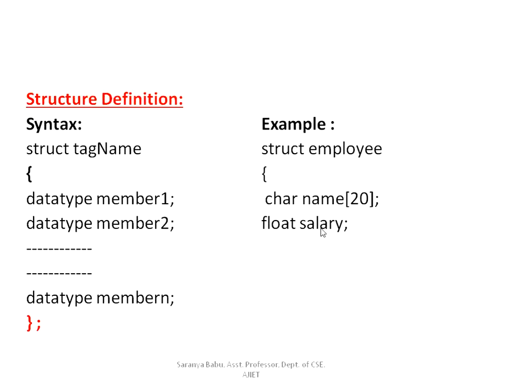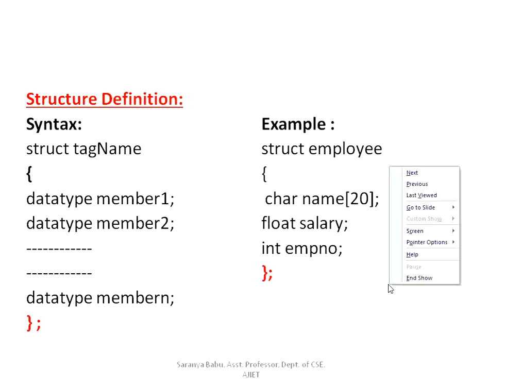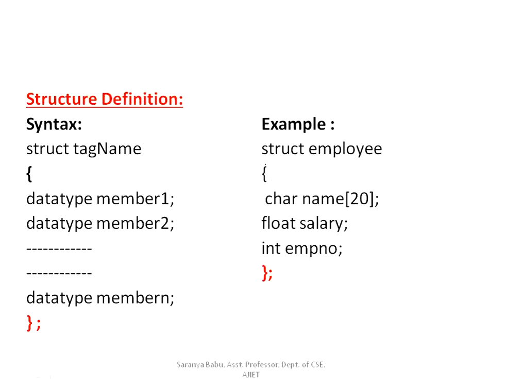Now, float salary. Second member that I am going to define is salary. What is its data type? I'm going to give it in terms of float. So name is in terms of character, salary is in terms of floating point, employee number is in terms of integer. Then I am done. Closing bracket and ending with semicolon. So understood, students? When you are defining a structure, you have to start with the keyword struct.